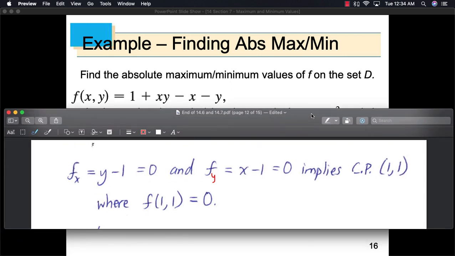You start by first taking the first derivative with respect to x, and then the first derivative with respect to y, setting them equal to 0. This one obviously is super easy. Just add 1 on this one, add 1 on this one. Gives us a critical point of (1, 1). We take that critical point, plug it into our original function here, and we end up with a value of 0.